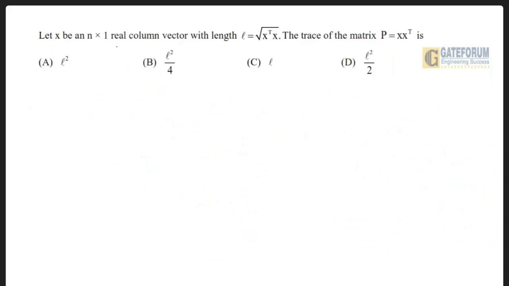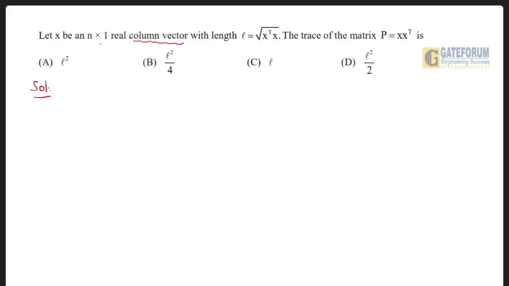For a real column matrix, a vector x with length L is equal to the square root of x transpose x. The trace of the matrix P equal to x into x transpose is, four options given. This is from engineering mathematics, from the topic linear algebra, subtopic basics. The solution is, here x is a column matrix. Column vector means column matrix, n cross 1, n rows, 1 column.